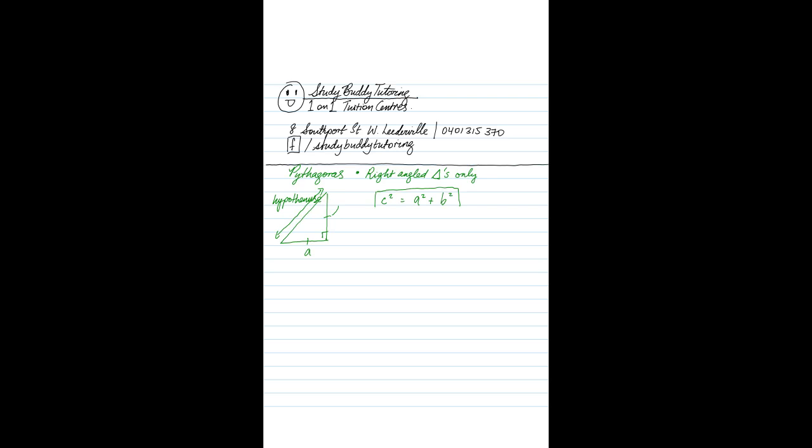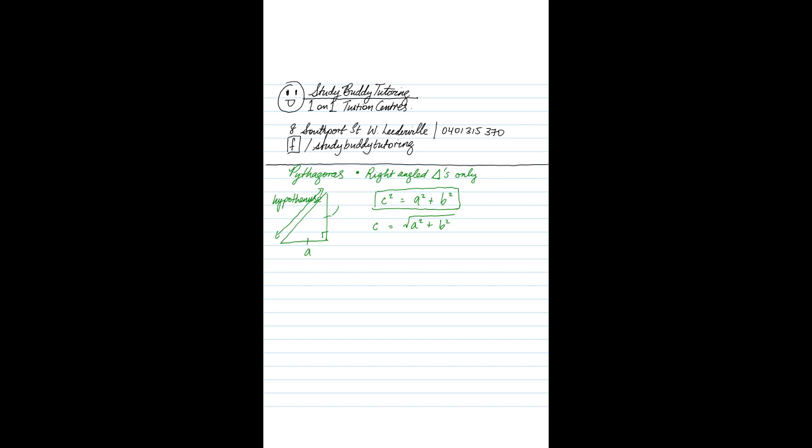This is the only equation I'll write down when I'm using Pythagoras. And to find C on its own, you'll then have to square root A squared plus B squared to get rid of the indice on the top.